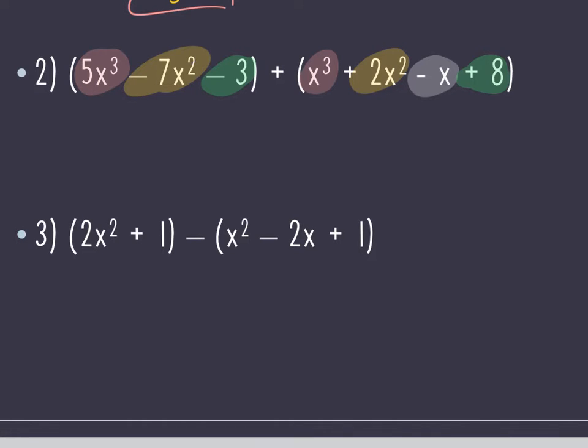If it helps you to color code it, do it. If it helps you to underline them, do it. Do whatever is going to make sure that you know what you're doing, right? If I color code them, I have an x to the third, 5x to the third, and a positive x to the third, which really there's a 1 there, which means this is 6x to the third. Then I have a -7x to the second plus 2x to the second, which is -5x to the second. Then I have minus x, and it's the only thing that's got an x, so it stays the way it is. And then I have a -3 and a +8, so this becomes +5.